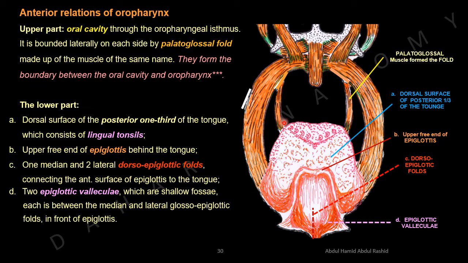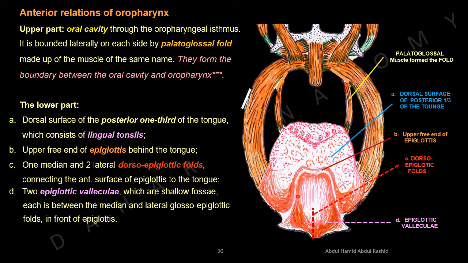Now the lower part, anterior relations. You can see here, this is the dorsal surface of the posterior 1/3 of the tongue, which consists of lingual tonsils, and the upper free end of the epiglottis behind the tongue. One median and two lateral glosso-epiglottic folds are on the anterior surface of the epiglottis. There are three folds. We call them glosso-epiglottic folds, one median and one each on the lateral side, connecting the anterior surface of the epiglottis to the dorsum of the tongue.